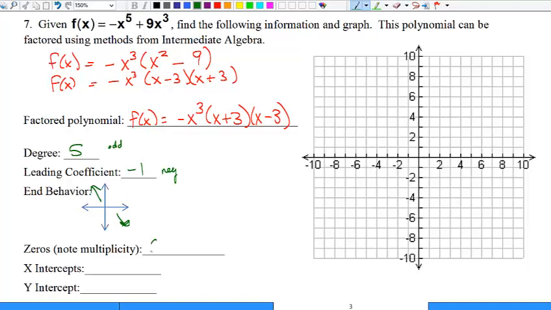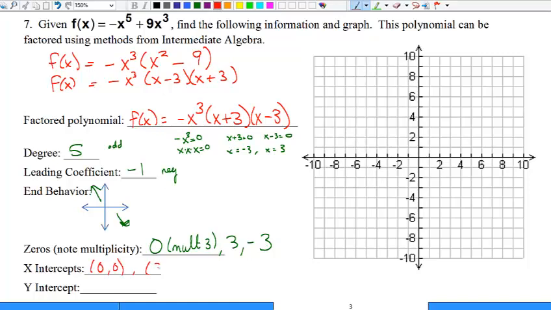The zeros, I'm going to have a zero of 0. If I set negative x cubed equal to 0, really that's 3 copies of x equals 0, so that's multiplicity of 3. And then if I set the other ones equal to 0, I'm getting x equals negative 3 and x equals positive 3. You don't really need to show all that work, just being a little bit thorough for the review. Take your zeros and make them into x-intercepts by putting them in ordered pairs: (3, 0), (0, 0), and (negative 3, 0). You can plot those as well.